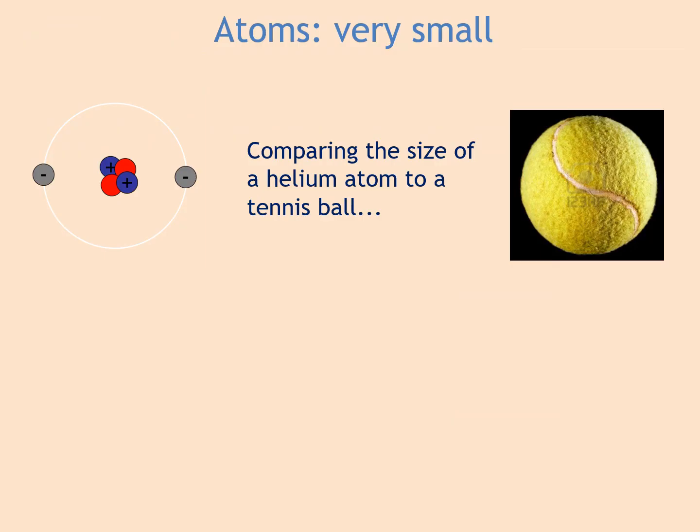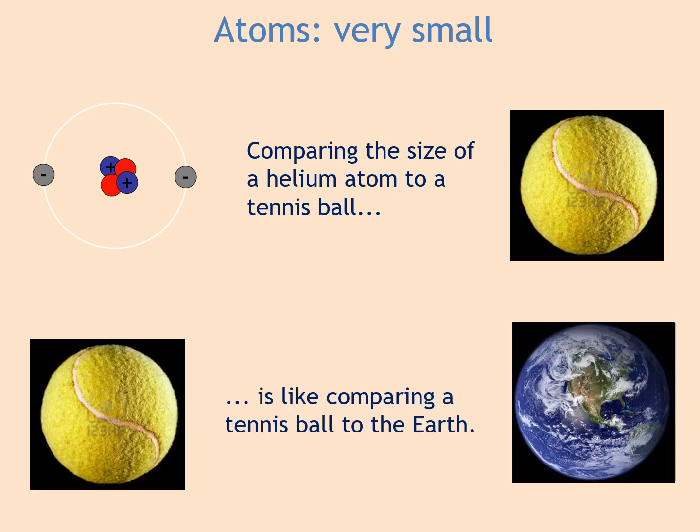Right, so atoms are very small. This is a bit of an understatement because generally the smallest size of any element that we can have is an individual atom. If we were to compare the size of a helium atom, on the left here, to a tennis ball, imagine that instead of being the size that it is, it was the size of a tennis ball. Then essentially it would be like comparing a tennis ball to the size of the Earth. So that's just an idea of trying to get it into perspective just how small atoms are.